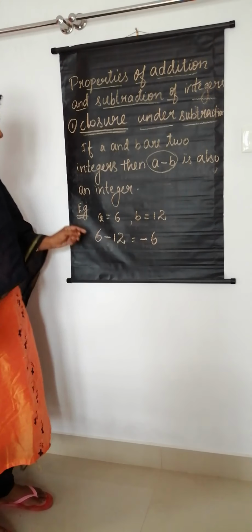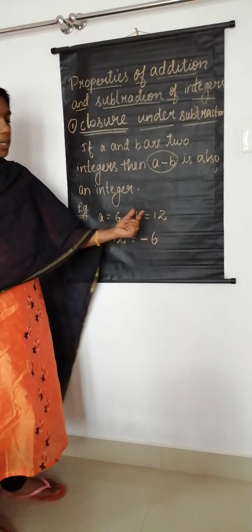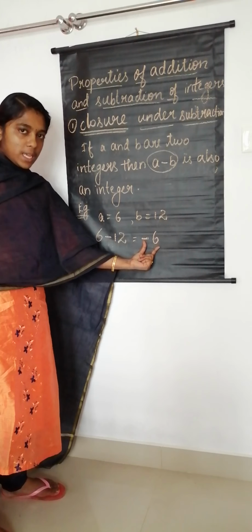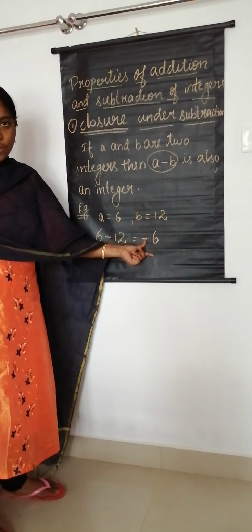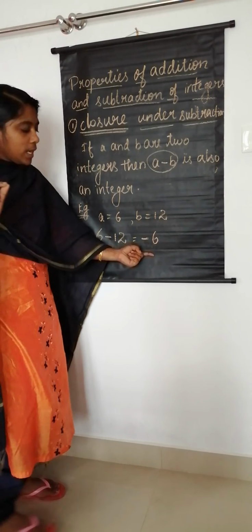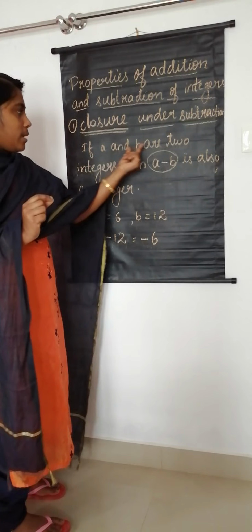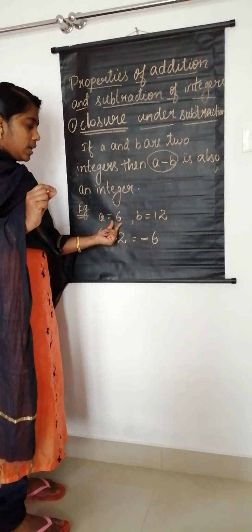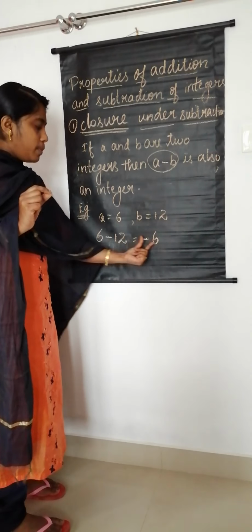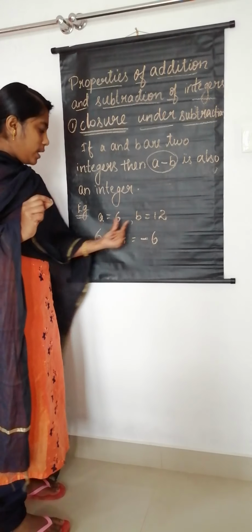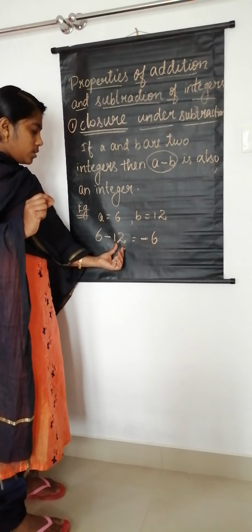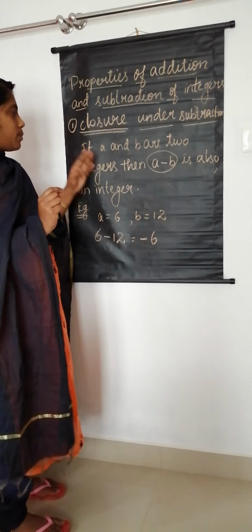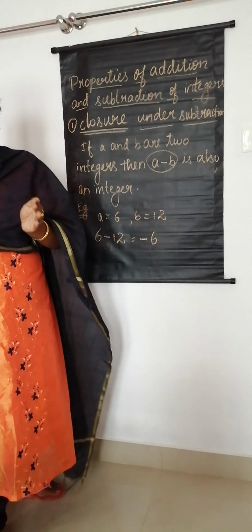So here 6 is an integer, 12 is also an integer. From 6 if we minus 12, we get the answer minus 6. Minus 6 is a negative number, and a negative number is also an integer. That is the property: if A and B are two integers, then A minus B is also an integer. A we have 6, B we have 12, and from A if we minus B, we have the integer minus 6. So minus 6 is also an integer.